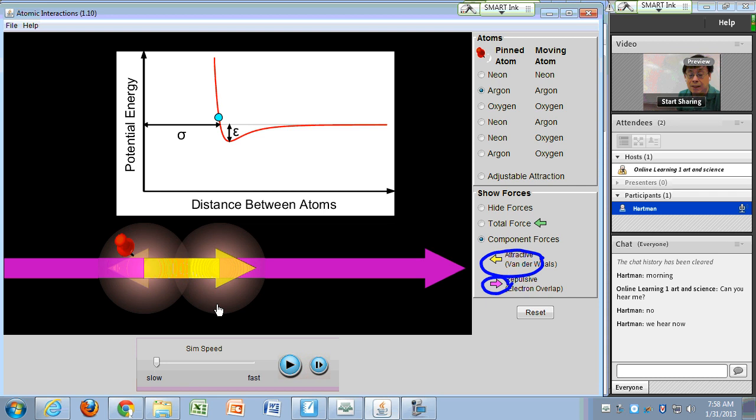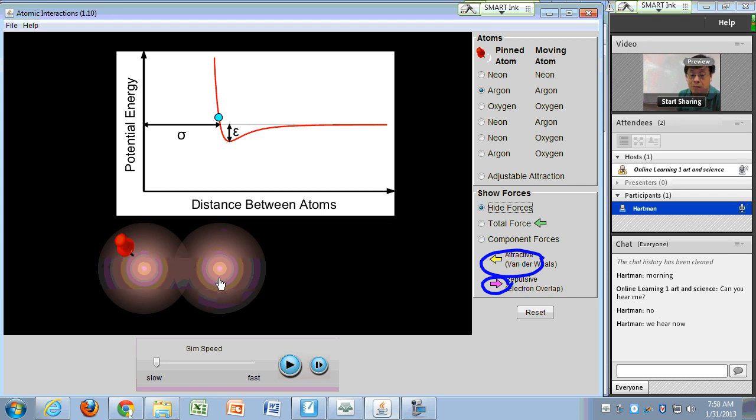Now, let me turn off these forces. Let's say I'm going to put these two right there, at that distance. At this particular distance, I'm going to draw a horizontal line here. That's the total energy of the two atoms. Now what happens if I let go?